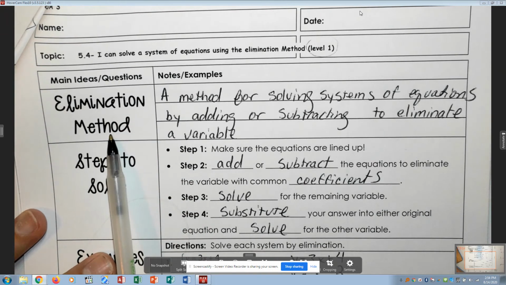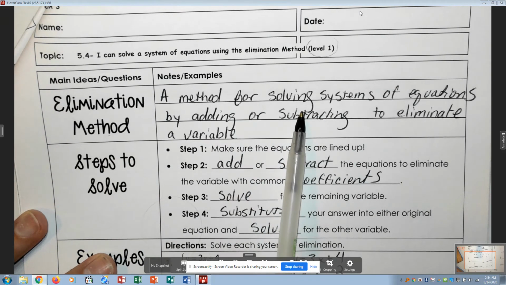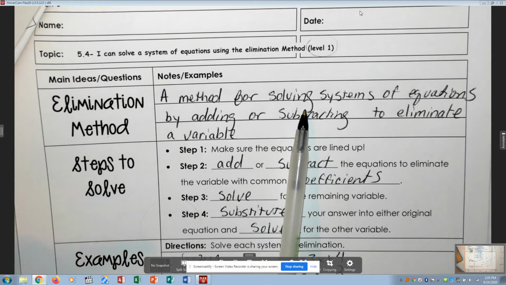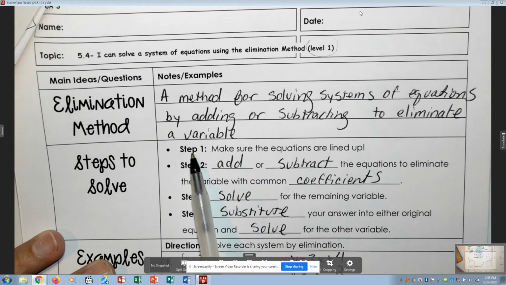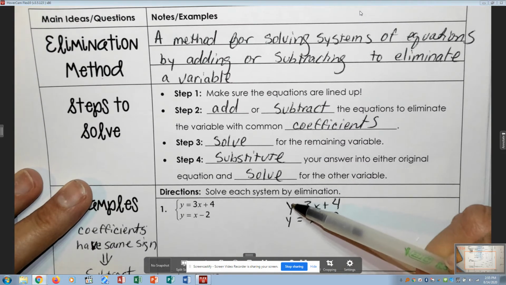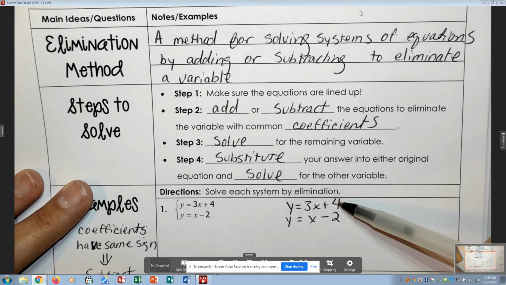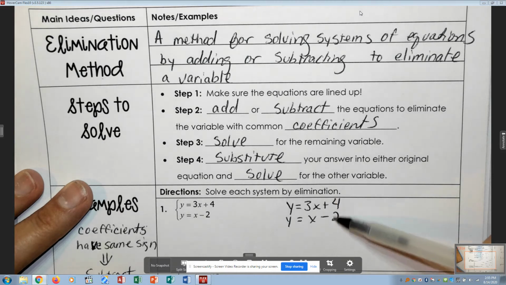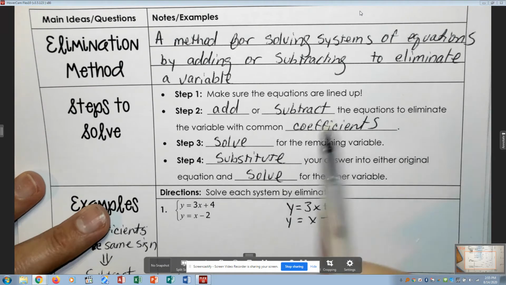All right, so let's talk about generally how to solve a system of equations by using the elimination method. The way that you eliminate is you solve the system by either adding or subtracting the two equations, and the goal is to eliminate a variable. I'm going to show you what this is in a moment. The first step is to make sure that the equations are lined up. That means your x variables are lined up, your y variables are lined up, and your constants are lined up. Constants, not variables. Constants are lined up. Okay.